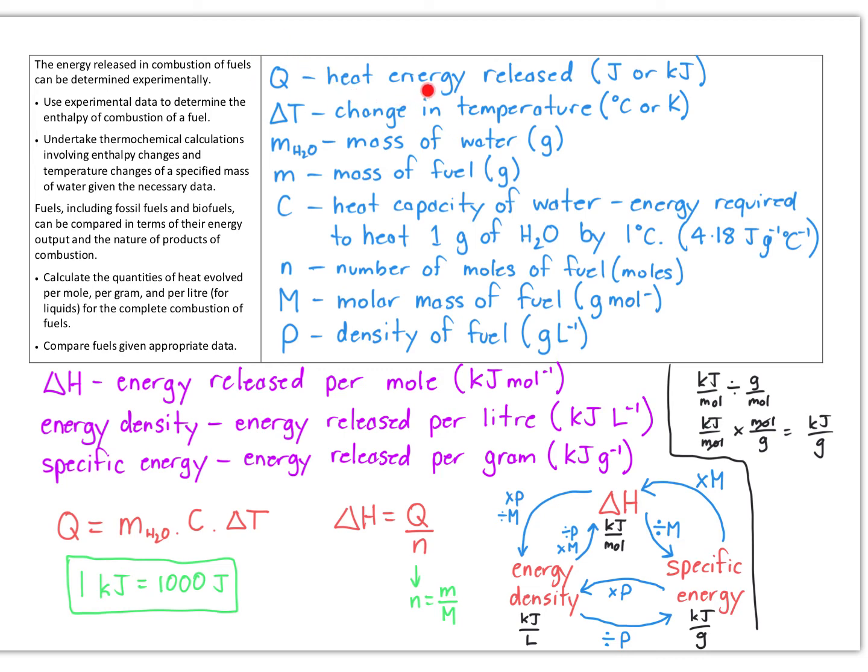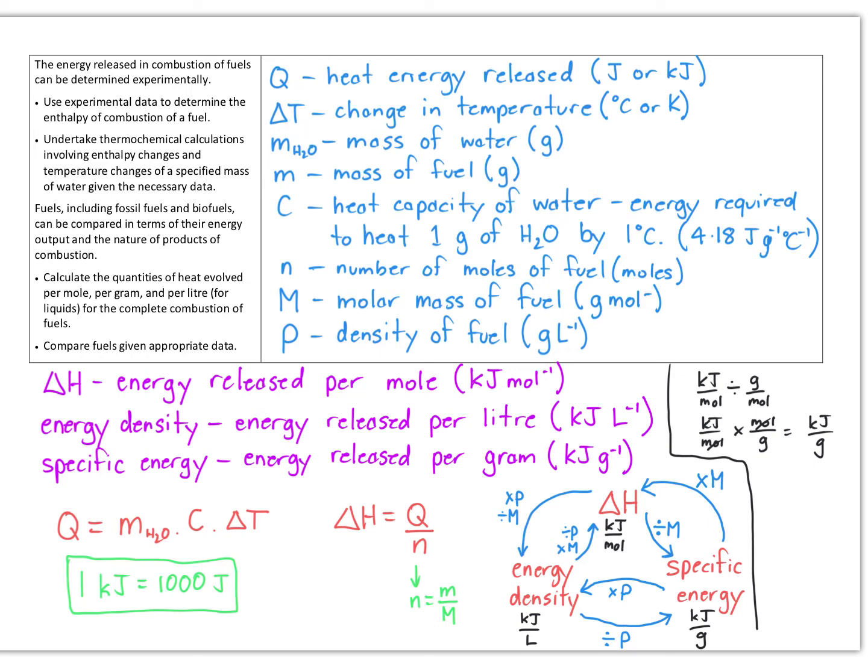Q is what we use for the heat energy released in a reaction, so that's either in joules or kilojoules. Later on, I'm going to also talk about, and I've already talked about, enthalpy being the heat energy released. Well, enthalpy is the heat released per mole. So delta H, if you like, is a special Q. It's what Q is equal to when you have exactly 1 mole of fuel.